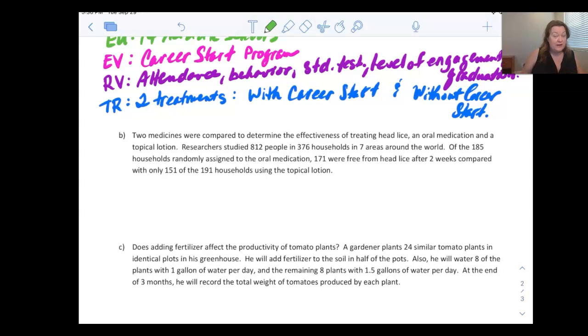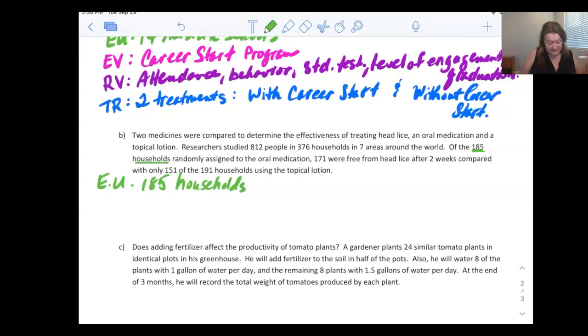Are they testing people or households? Okay, so from 7 areas around the world. Of the 185, there we go, of the 185 households. So there is my experimental units. It is the 185 households. That's how they are planning to group them to test them. So the 185 households randomly assigned to oral medication.